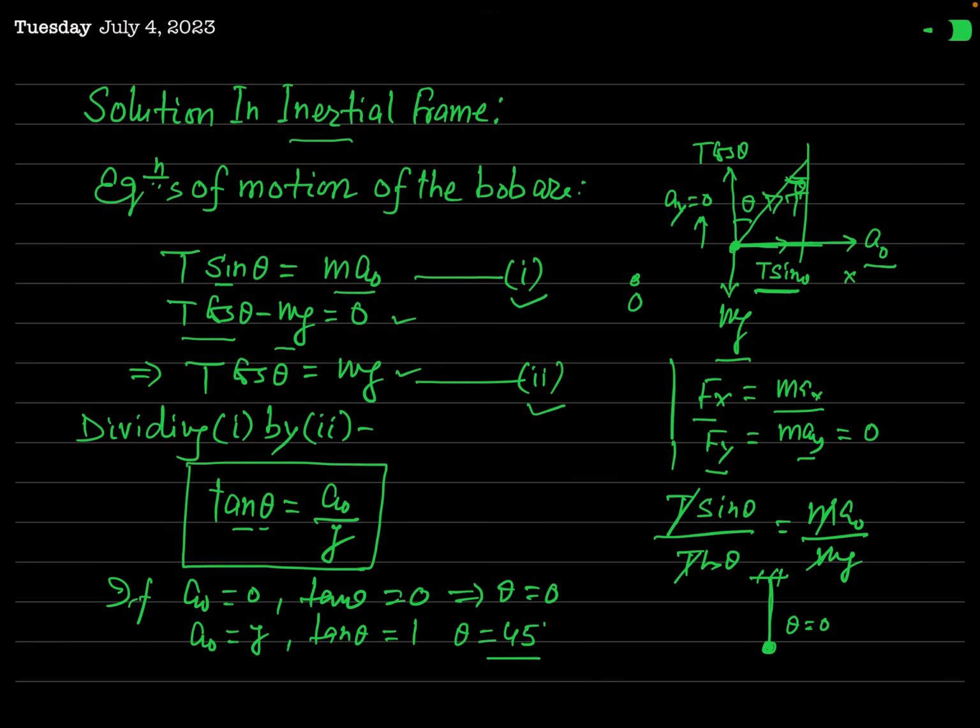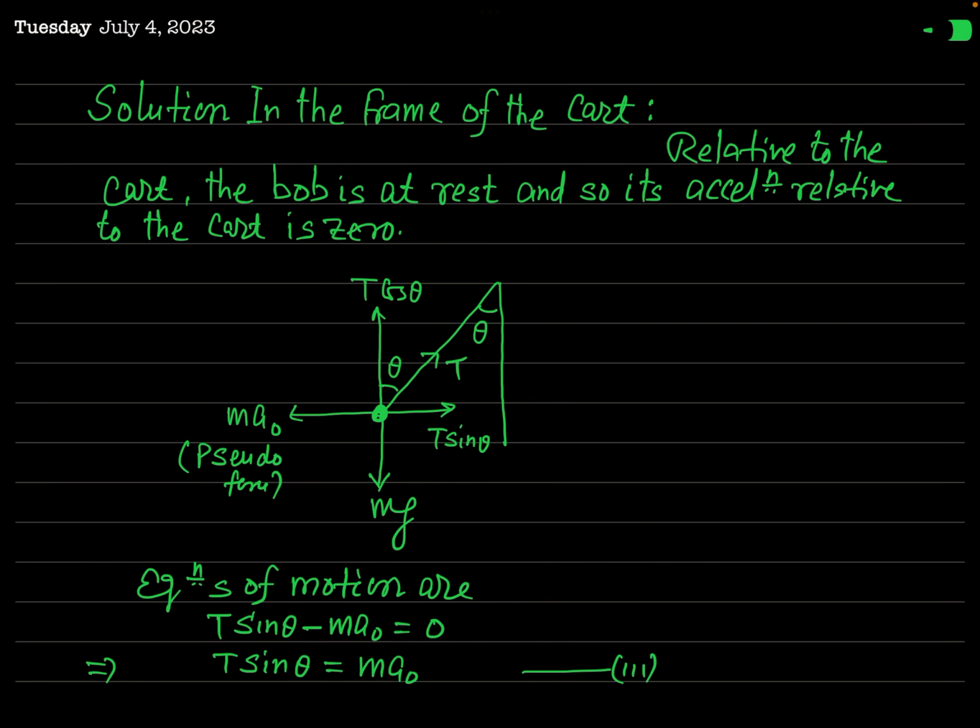mg is a real force which is exerted by the earth on the particle. T is the tension of the string, okay, which is a real force. No pseudo force, no imaginary force, no fictitious force has been considered. So there is no need to consider any pseudo force in case of solution of a problem in an inertial frame. But whenever you will try to solve the same problem in a non-inertial frame, you must take into account the pseudo force. Only then you can solve. Let us see how this is possible.